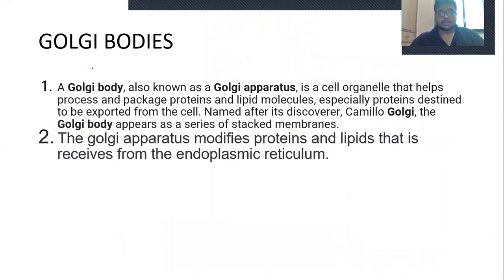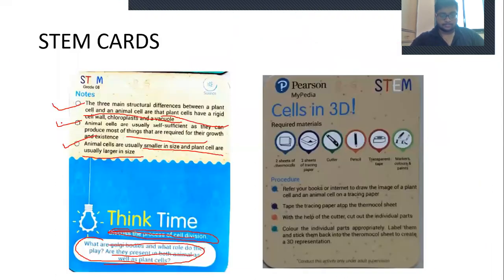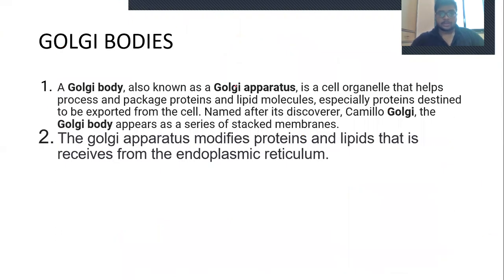Next, the question was: what are Golgi bodies and what role do they play? Golgi bodies are a cell organelle that helps process and package proteins and lipid molecules, especially proteins destined to be exported from the cell. Packaging of protein is another complex topic, and the organelle is named after its discoverer, Camillo Golgi.